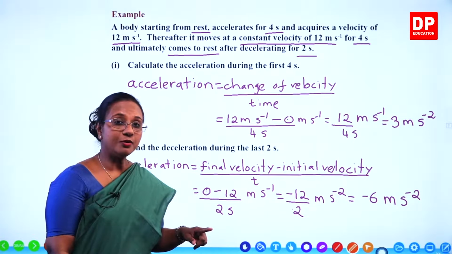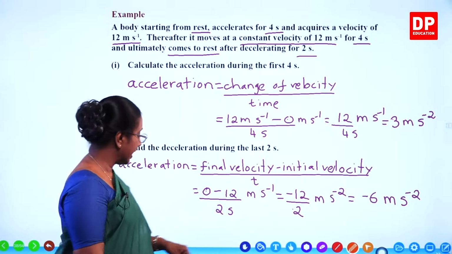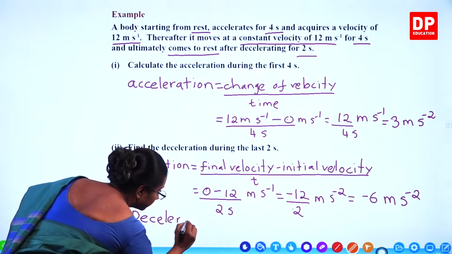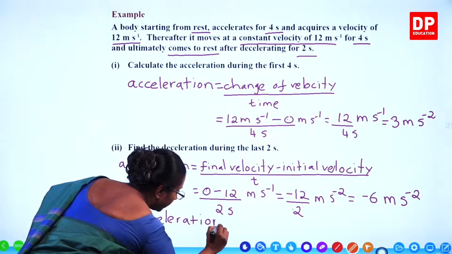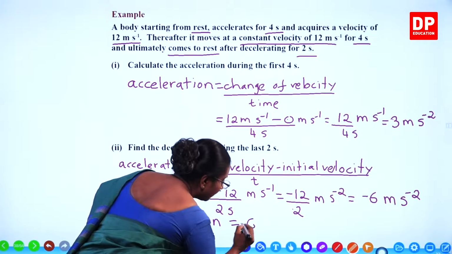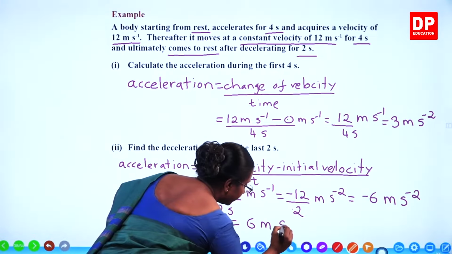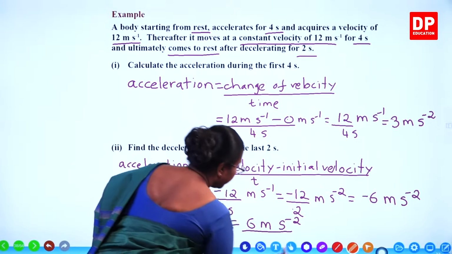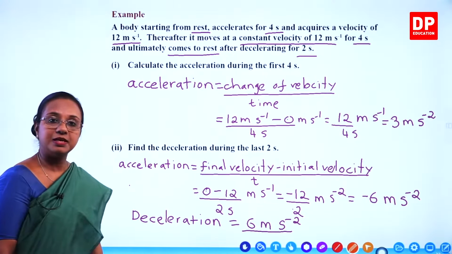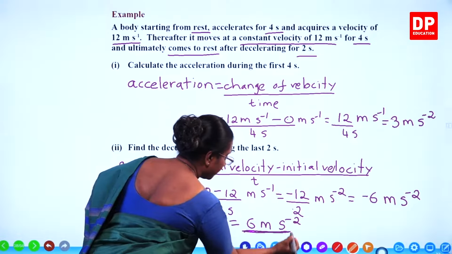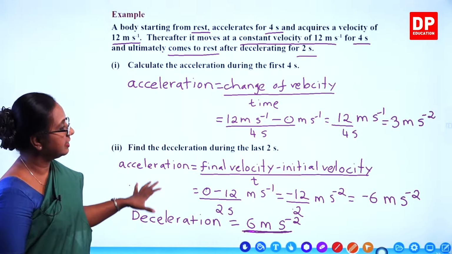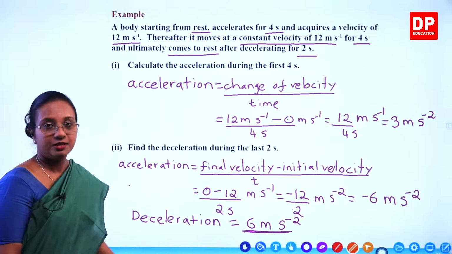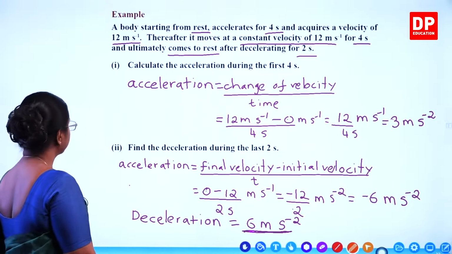So what do we do now? How do we write this? We write it as deceleration equals, take off the minus sign, 6 meters per second square. That will be your answer. Deceleration equals 6 meters per second square. So now you have a good understanding as how acceleration and deceleration are calculated. We will go to the next part of the question.